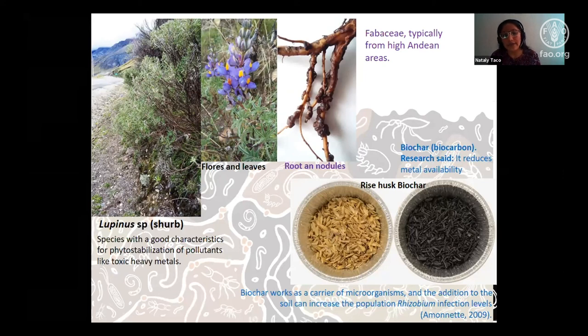On the other hand, we have the rice husk biochar because it reduces the metal availability. Also, it works as a carrier of microorganisms. In addition to the soil, it can increase the population of rhizobium. The lupinus genus, like a lot of fabaceous, doesn't work alone. It works with symbiotic bacteria, specifically for lupinus is bradyrhizobium.